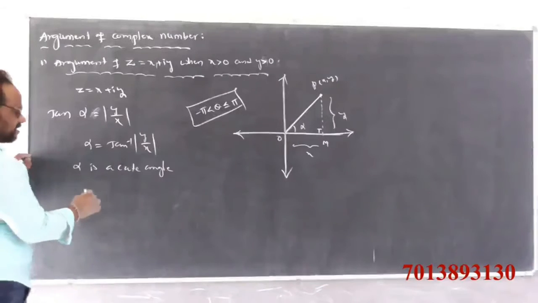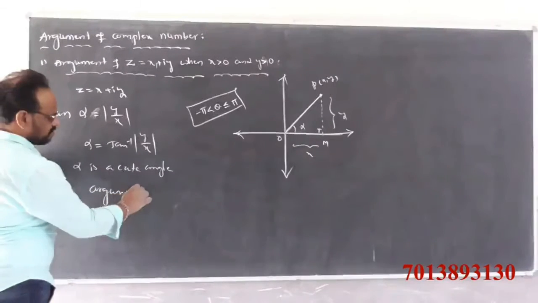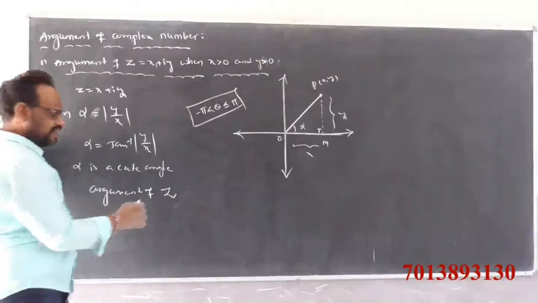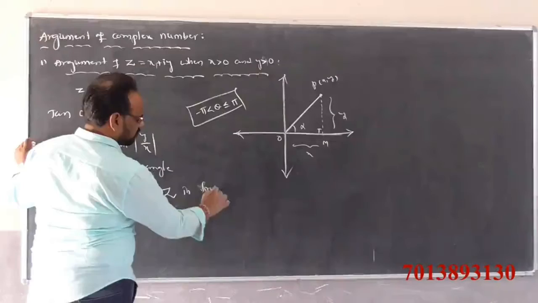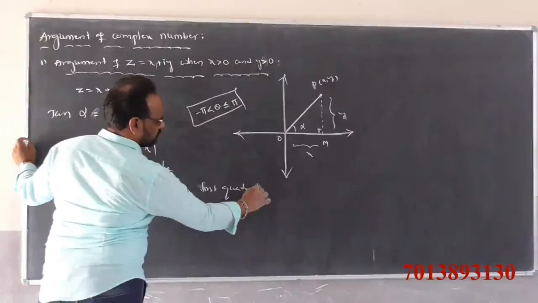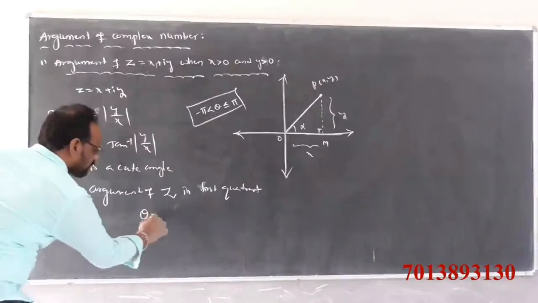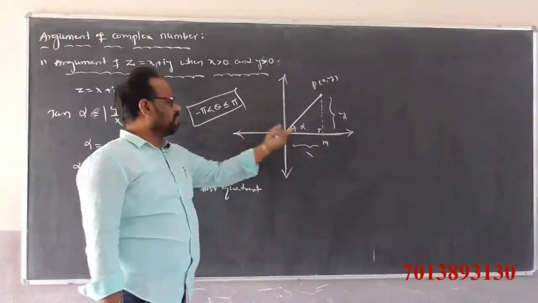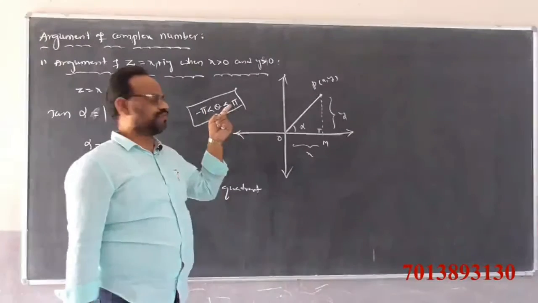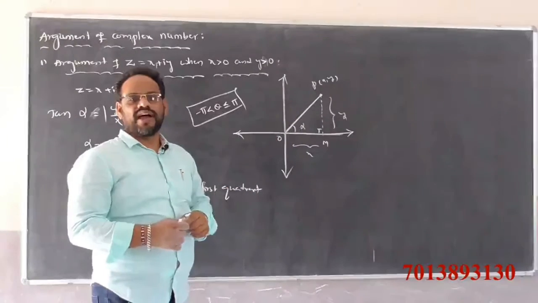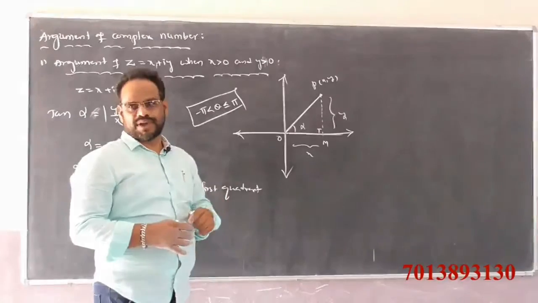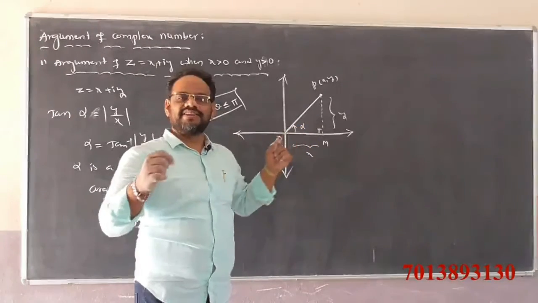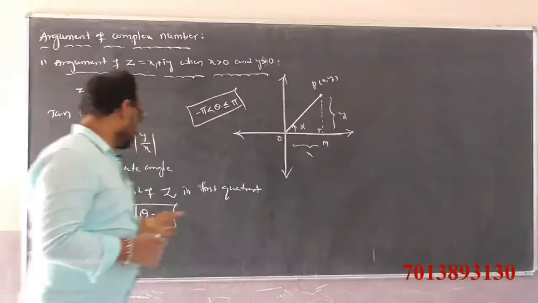So it is clearly evident that the argument of z in the first quadrant is theta equal to alpha. Why? Because alpha satisfies the inequality minus pi less than or equal to alpha less than or equal to plus pi. Clearly alpha is an acute angle, less than 180 and greater than minus pi. This is the positive direction of alpha. So it has satisfied the condition and is the argument of z. So theta is equal to alpha.